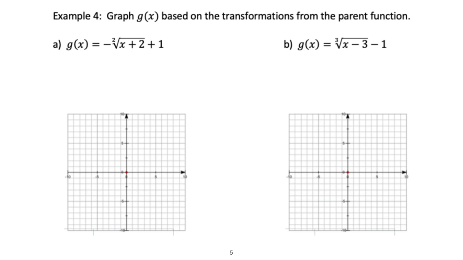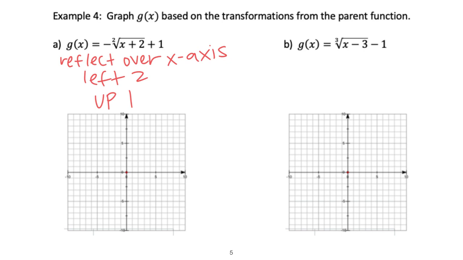Okay, so example A, you should have said a reflect over the x-axis because there was a negative in front. You should have said left 2 for that +2 under the root, and up 1 for the +1 on the end. If you wanted to graph it, go for it. Don't have to. Just make sure you're okay with plugging in your calculator and plotting points.